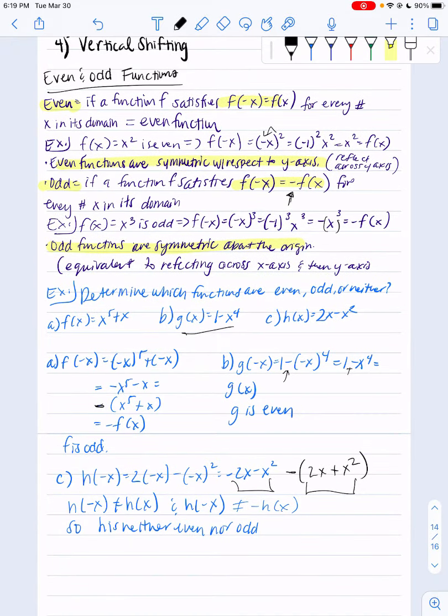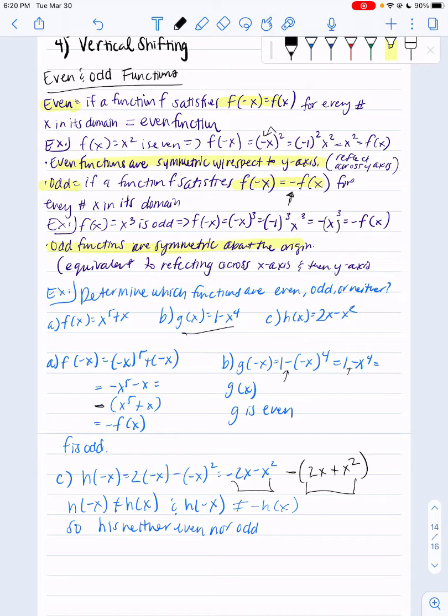But I just want to go over even and odd functions really quickly. So an even function is if a function f satisfies the following relationship. If I have f of negative x, say I had a function f of x, plug in negative x, and I simplified, and I got my original function back, I got f of x back, for every number x in its domain, then it's going to be an even function.